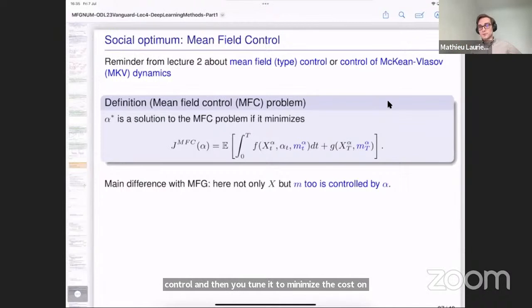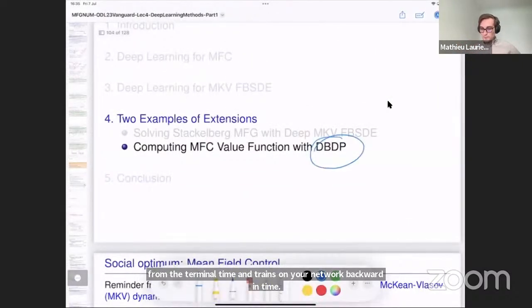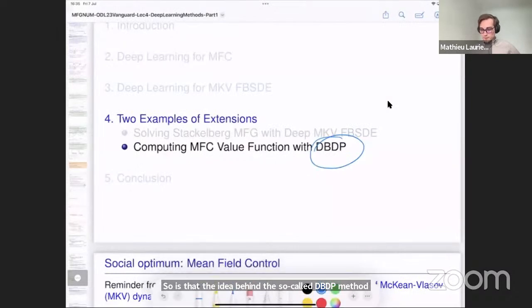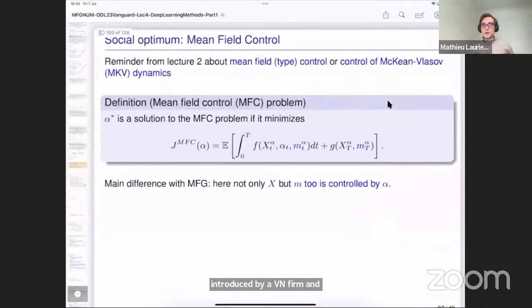But you know that for optimal control, in general, you have dynamic programming. So why not use dynamic programming and then do backward induction, starting from the terminal time and training the neural network backward in time? That's the idea behind the so-called DBDP method introduced by Pham and co-authors. How can we use that in the context of mean-field control? Here I rewrite the mean-field control problem, but it's not directly amenable to a dynamic programming equation, because here we think of the state as X. But if you want to do dynamic programming, you need to put M in the state.